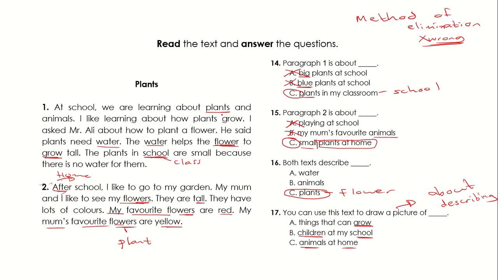It spoke about plants and about growing a plant. And here she spoke about her mum and how they like to go see the flowers in the garden with the colors. So it is not about children. The second story is not about animals, so it is A, things that can grow. You can draw a picture about flowers that can grow or plants that can grow. You cannot draw a picture about children from this or animals.